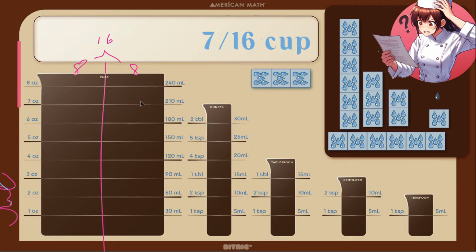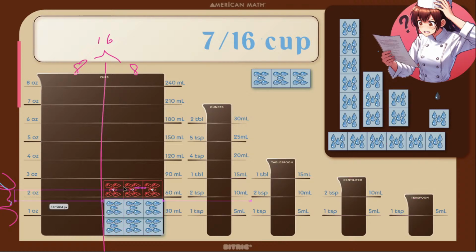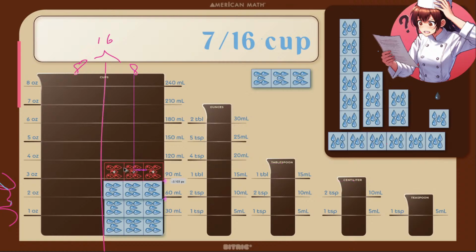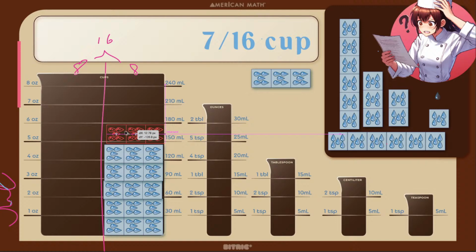7/16. There you go. Now we went over what 1/16 is, which is half an ounce, which is a tablespoon. We'll put our tablespoon in there. So that's 1/16 of a cup. Now that means we need to fill 6 more spaces. So that'll be 2/16, 3/16, 4/16, 5/16, and 6/16. Which is also just 3 ounces, which is 90 milliliters.